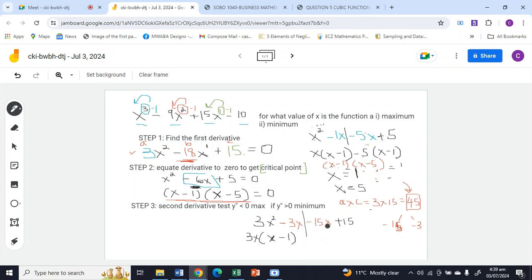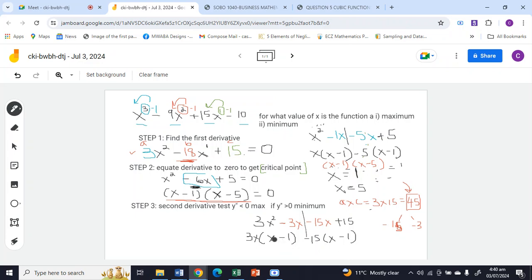Then on this other part, find what's the common factor here. It's 15, so it's a negative 15. Put negative 15 here. So negative 15x divided by negative 15, that gives you x. Positive 15 divided by negative 15, that is negative 1. So we have an x minus 1 here.